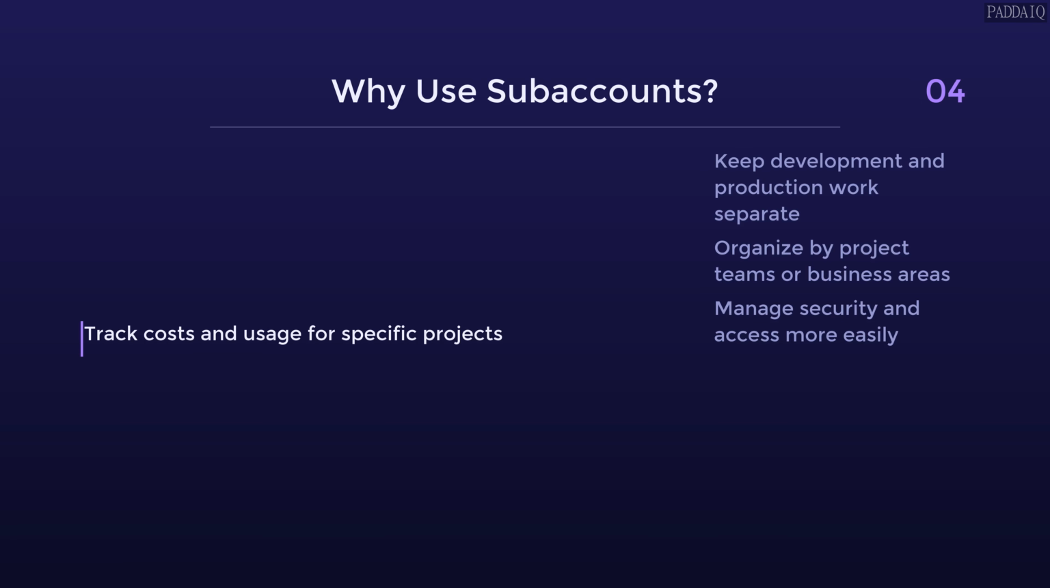Track costs and usage for specific projects. This means you can monitor exactly how much budget and resources each initiative consumes. For example, a development team working on a new mobile app can have its own sub-account to see all related expenses. This precise tracking ensures financial accountability and efficient resource allocation for every project.